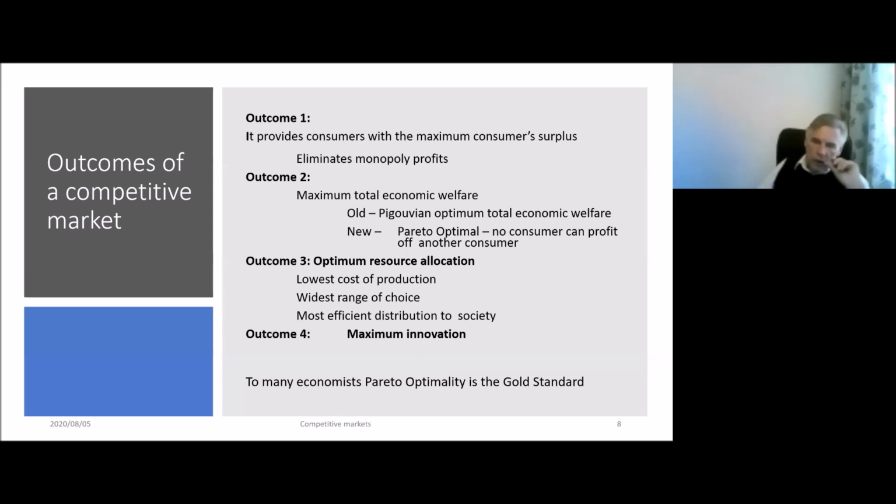And the last benefit is maximum innovation. As suppliers try to find ways to meet consumers' demands, they will get more and more creative to try and achieve that. And that's why in our own lifetime, we think of products which we didn't even dream of existing. They've come, gone, and been replaced by others. So those are the outcomes of the competitive market.